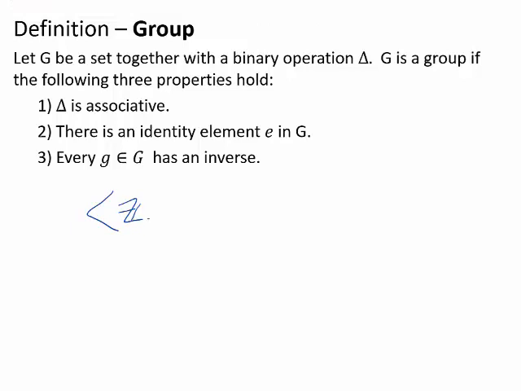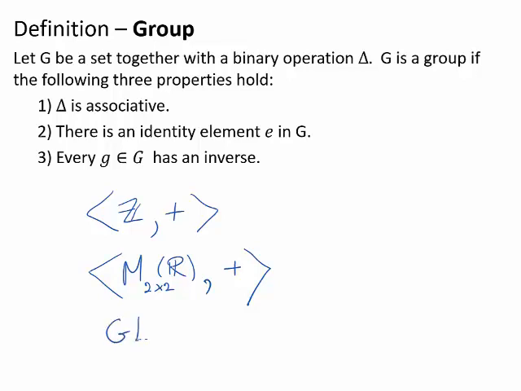The integers were a group under the operation of addition. The 2 by 2 matrices with real coefficients were a group under matrix addition. And although we didn't prove it, we'll do it in class, GL2R, the set of invertible matrices, is a group under multiplication. And I think those were the only three that were really groups that we looked at.